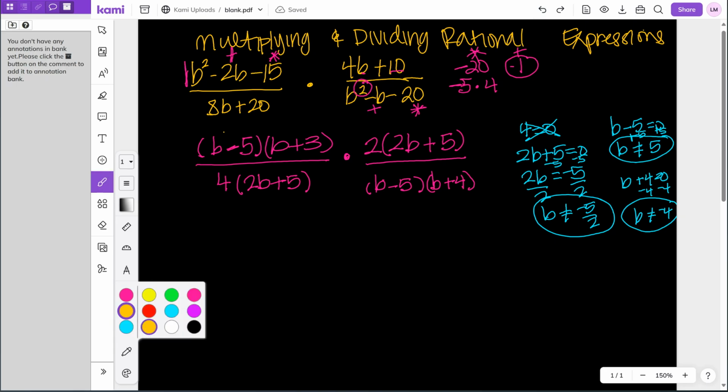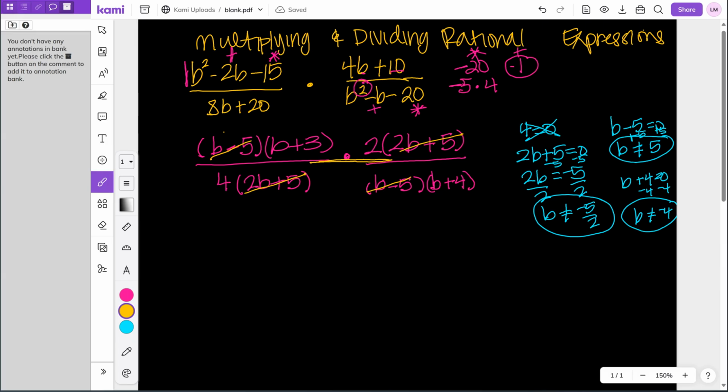I can reduce, since this is multiplication, I can really just draw this line straight across, because when I multiply straight across, now all of those factors are on the top, and I have all of these factors on the bottom. I can get rid of factors that are exactly the same. So I have a b minus 5 and a b minus 5. Those are gone. I have a 2b plus 5 and a 2b plus 5. Those are gone.